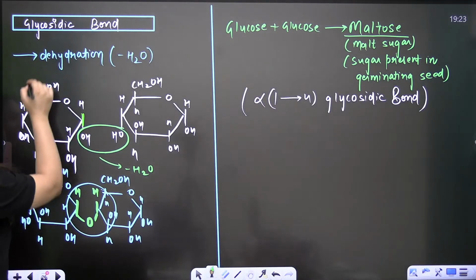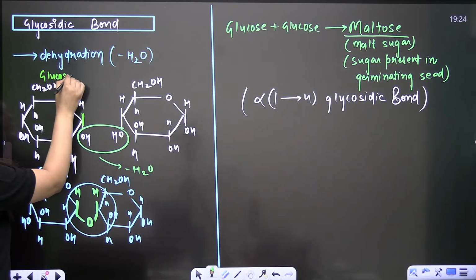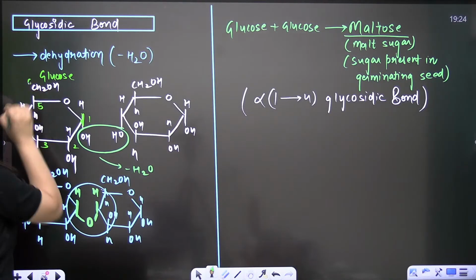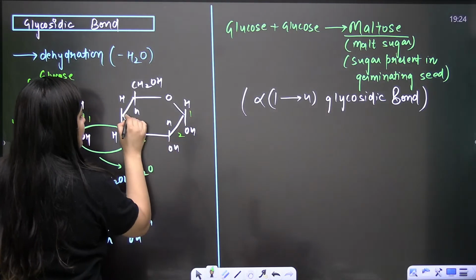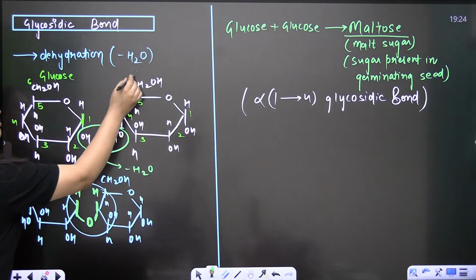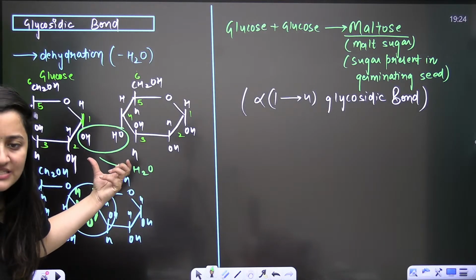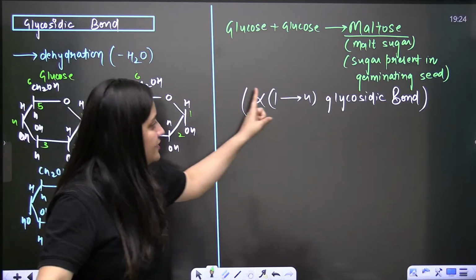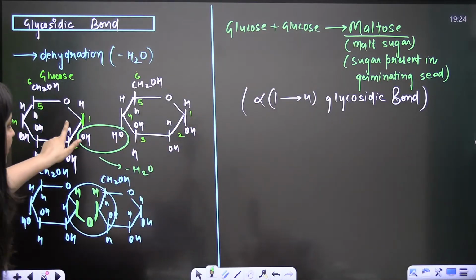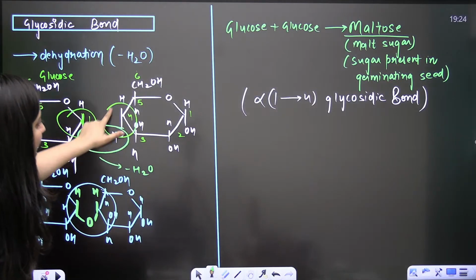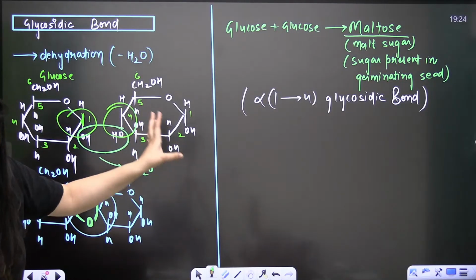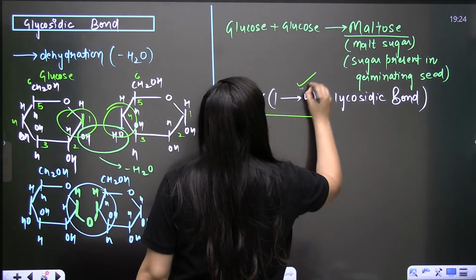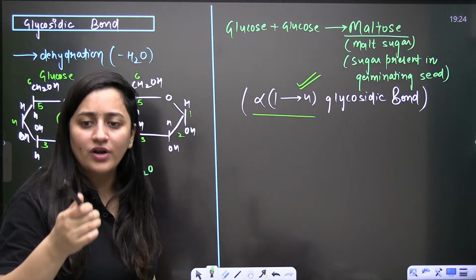Now 1,4. When you look at this glucose, this is carbon number 1, carbon number 2, carbon number 3, 4, 5 and 6. Here also 1, 2, 3, 4, 5 and 6. The bond formation is in between the first carbon and the fourth carbon. Why do we write it like this, alpha 1,4? Because the bond formation is between the first carbon and the fourth carbon. So that is why it is alpha 1,4 glycosidic bond.